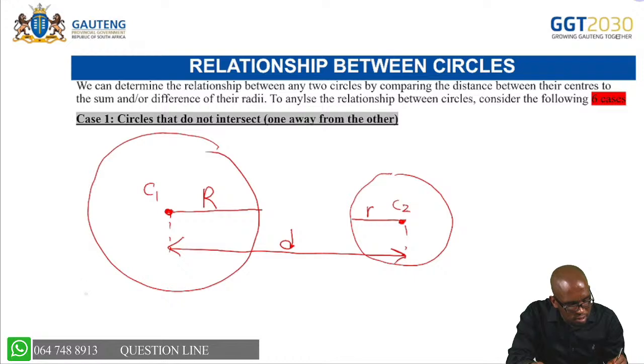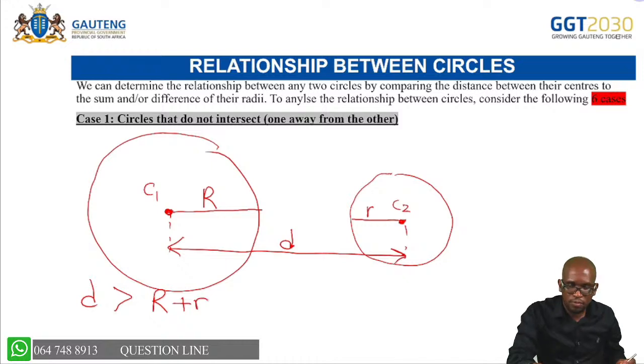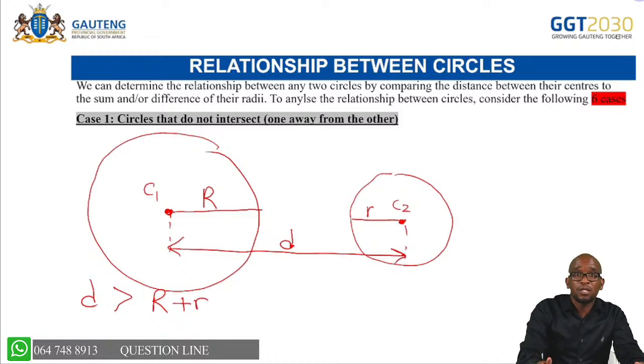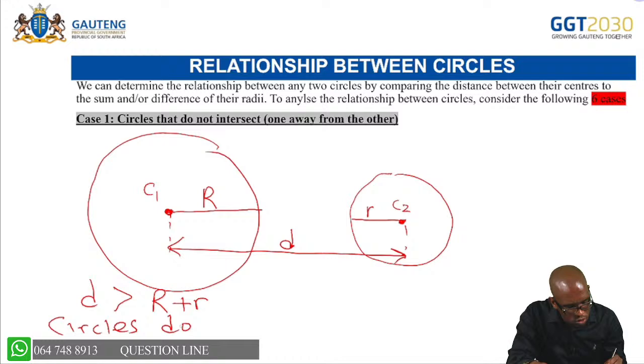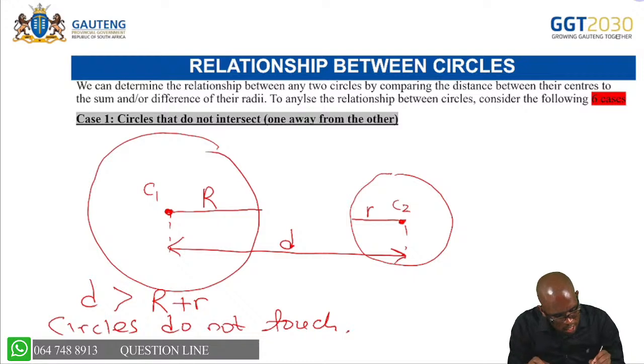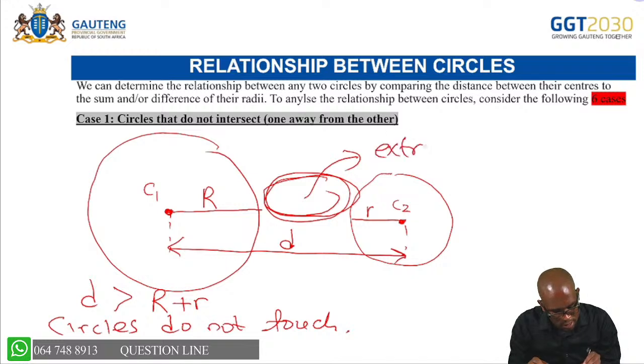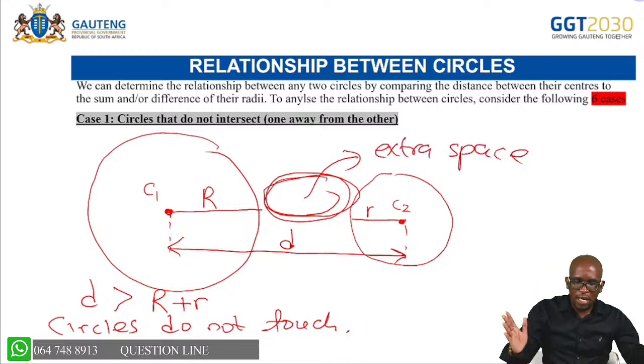In this case, you can see that when you compare D and the sum of the radii, the distance D is much bigger than R plus r. So if you analyze two circles and get that the value of D is greater than the sum of the radii, then you're going to say that the circles do not touch or they do not intersect. Because if you check here, there is that extra space which makes the distance bigger. Right, moving on to case 2.